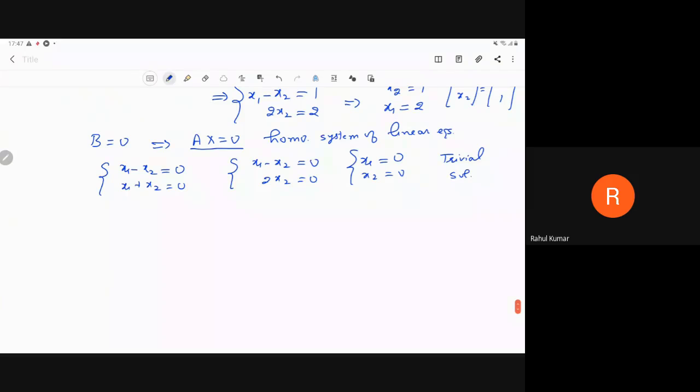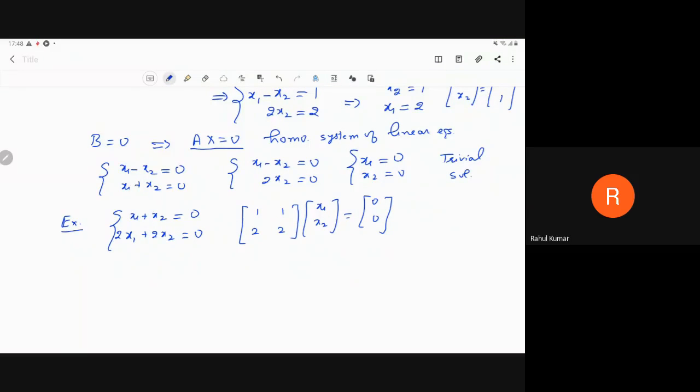Now I'm writing one more example for you to think. x1 plus x2 equal to 0 and 2x1 plus 2x2 equal to 0. Can we solve the system by writing in matrix form? What is the matrix form of this? 1, 1, 2, 2, x1, x2, and right hand side, it is homogeneous, so right hand side is 0, 0. Is it right?